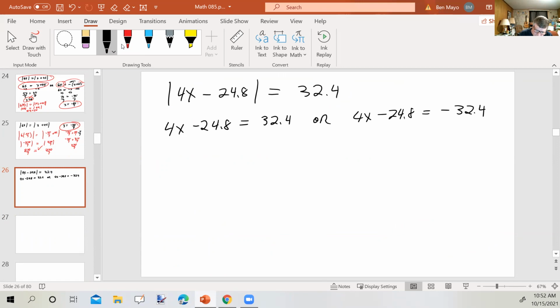So let's see, solving the first equation, I'm going to add 24.8 to both sides of the equation. So I get 4x equals, let's see, that's going to be 57.2.